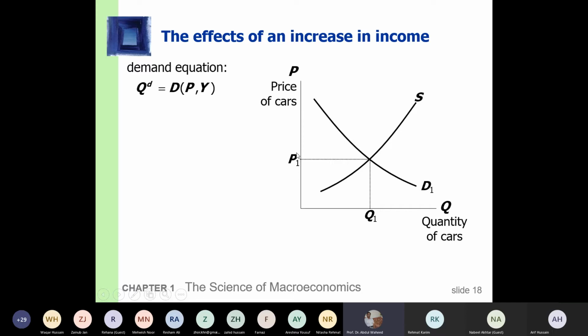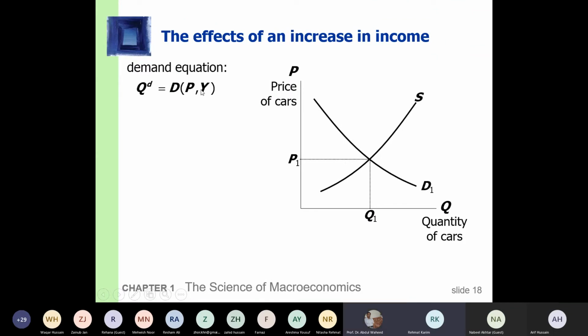You see, the initial equilibrium price is P1, equilibrium quantity is Q1. Now, if there is an increase in income, then what will happen here? Do you think the demand curve will shift? Rightward. Okay, demand curve will shift rightward. Yes, because there is an increase in income, there would be a shift in the demand curve.